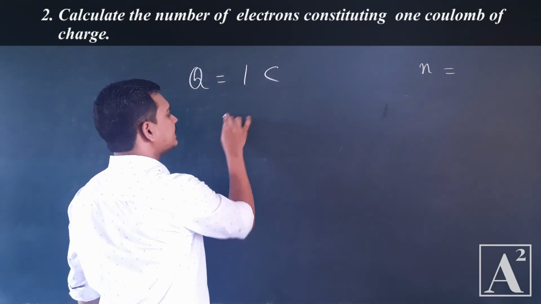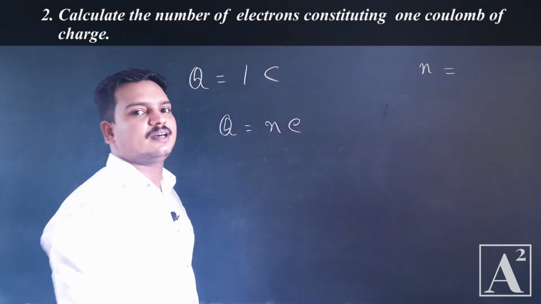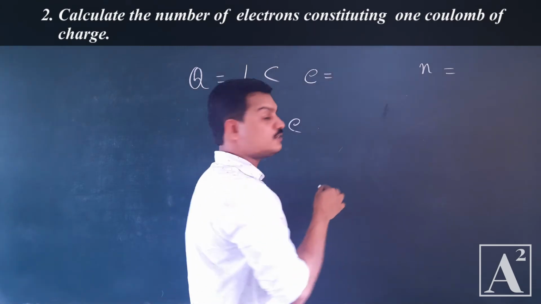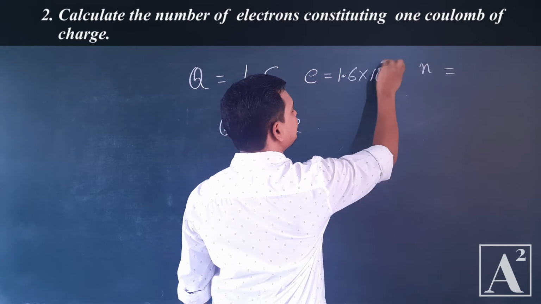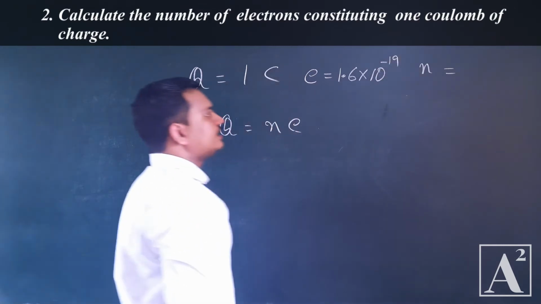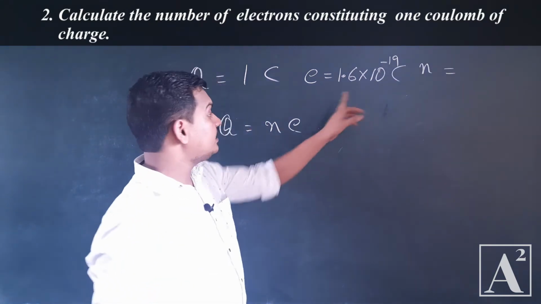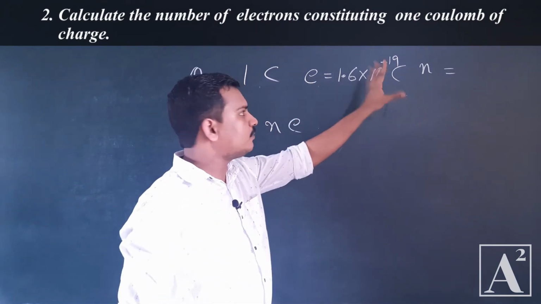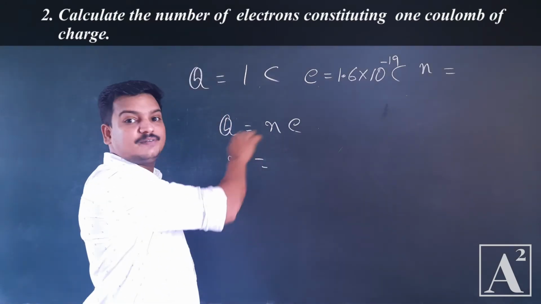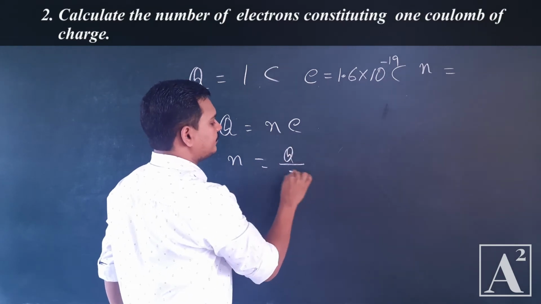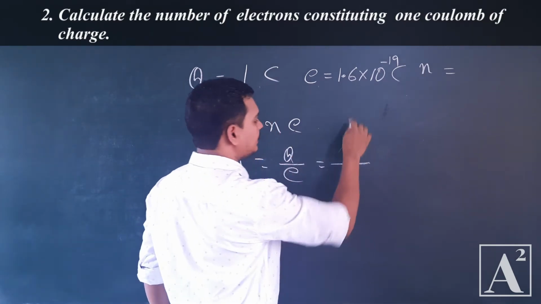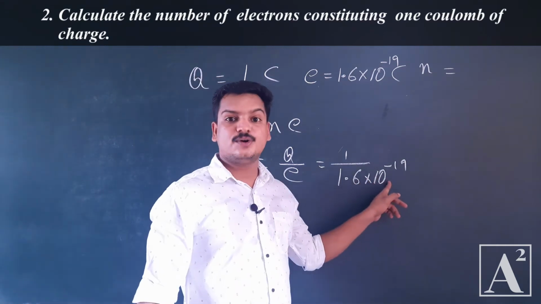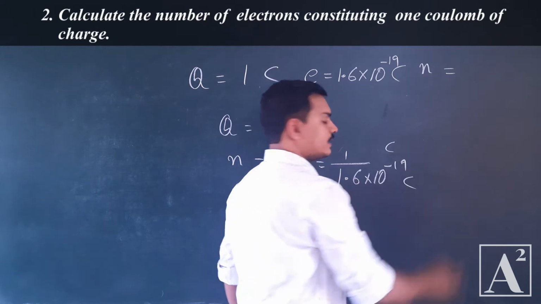For that we have a relation Q is equal to NE, our second formula. Then what is E? E is the charge of 1 electron, right? The charge of 1 electron is 1.6 into 10 raised to minus 19 coulomb. Now Q is a charge in coulomb, and the electron's charge is also in coulomb, so both are in SI units. Now to find N, just substitute the values of Q and E here. N is equal to Q by E. So Q is 1 divided by 1.6 into 10 raised to minus 19, right? Both are coulomb, upstairs and downstairs.